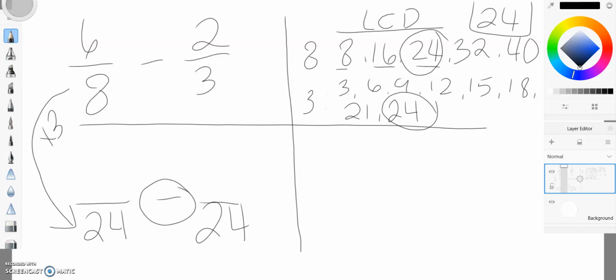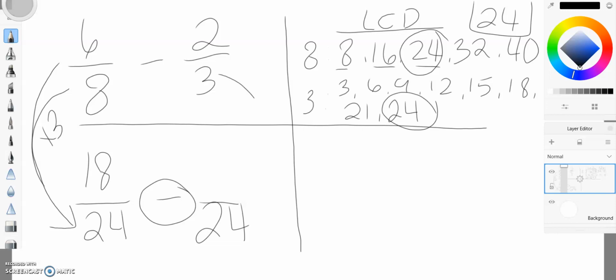Whatever I do to my denominator, I do to my numerator. So if I multiplied by 3, I multiply my numerator times 3. So 6 times 3 is what? 6 times 3 is 18. Hopefully you got the same answer. Then we change our other fraction to our new fraction.